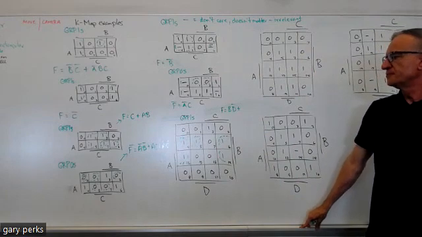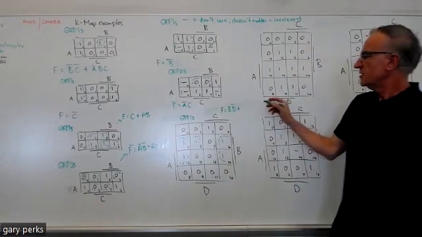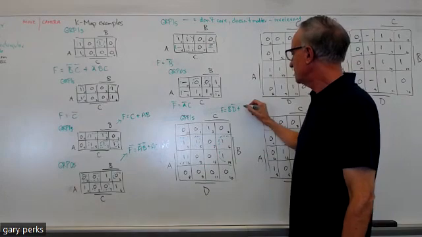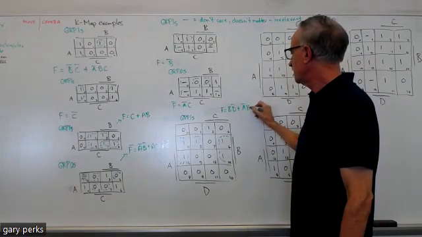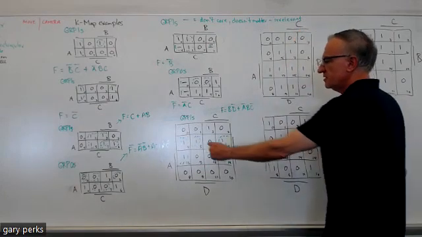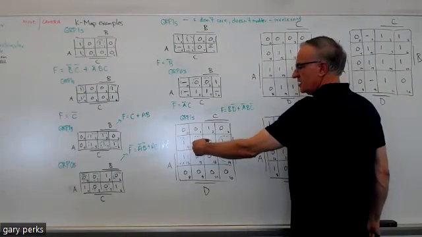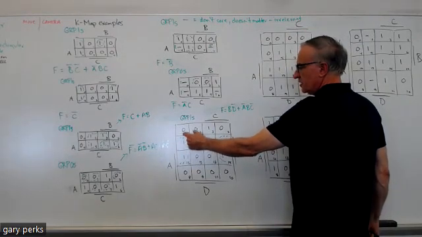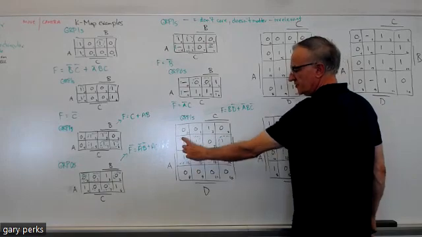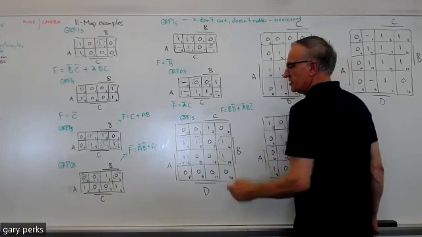Not A, B, not C. Does everybody agree? They're in the not A row, the B row, and the not C column, right? What's different is D, because this one's in D and this one's in not D.